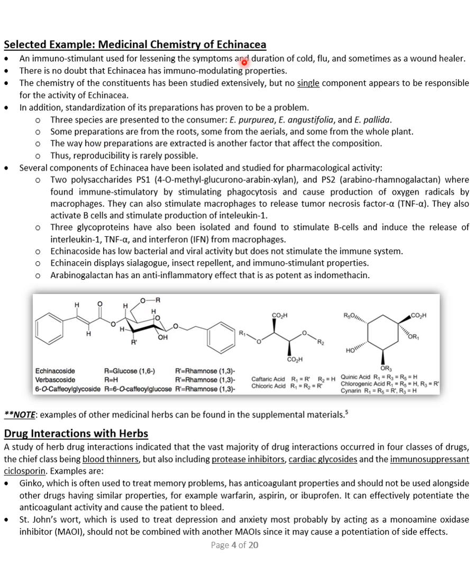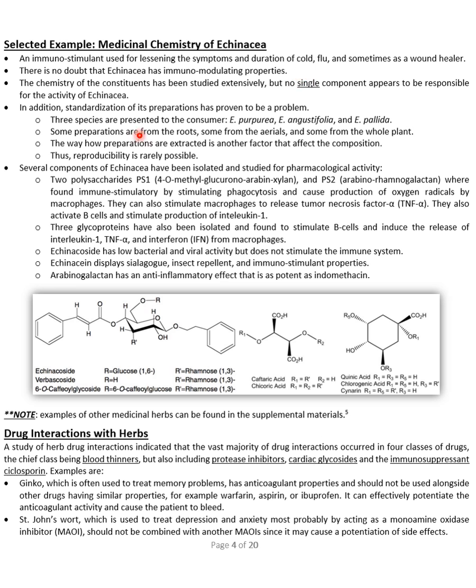The one I selected was the echinacea. I'm not sure if I'm pronouncing this right or not, but it doesn't matter. It's an immunostimulant that is used to lessen the symptoms and duration of cold and flu. Okay, and it's also used sometimes as a wound healer, which makes sense. If it's an immunostimulant, then it improves your immunity and then it should reduce the symptoms of cold and flu.